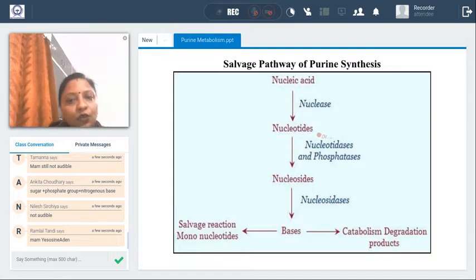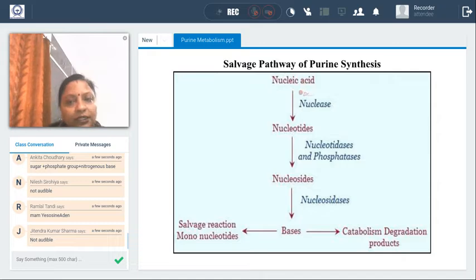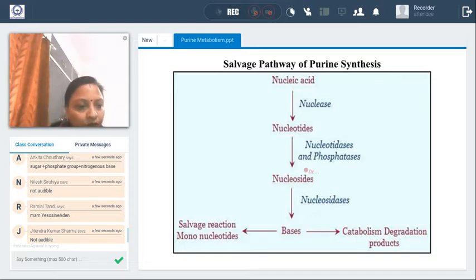Yes, nucleic acid converts into nucleotides in the presence of nuclease. It is the process of hydrolysis of nucleic acid. Nucleic acid includes both DNA and RNA. You all know about DNA and RNA. Then in the presence of nucleotidases and phosphatase, we can get nucleosides.